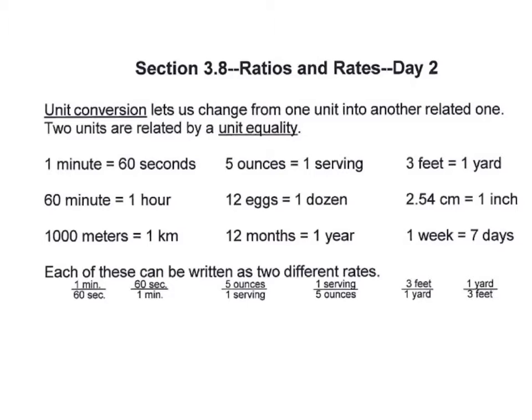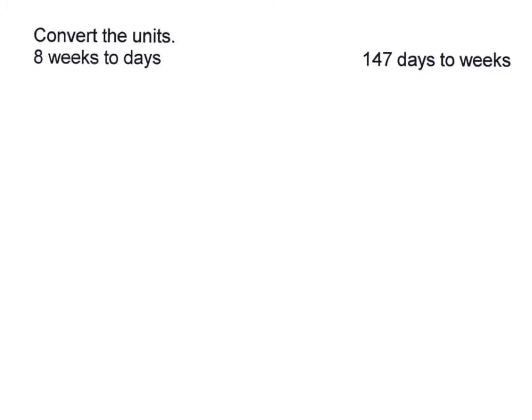Each of these can be written as different rates. So you can have 1 minute is 60 seconds, or you can have 60 seconds is 1 minute. You can have 5 ounces per serving, or you can have 1 serving per 5 ounces. 3 feet per yard, or 1 yard per 3 feet. It doesn't matter how you have that written. So what we're going to talk about is convert the units.